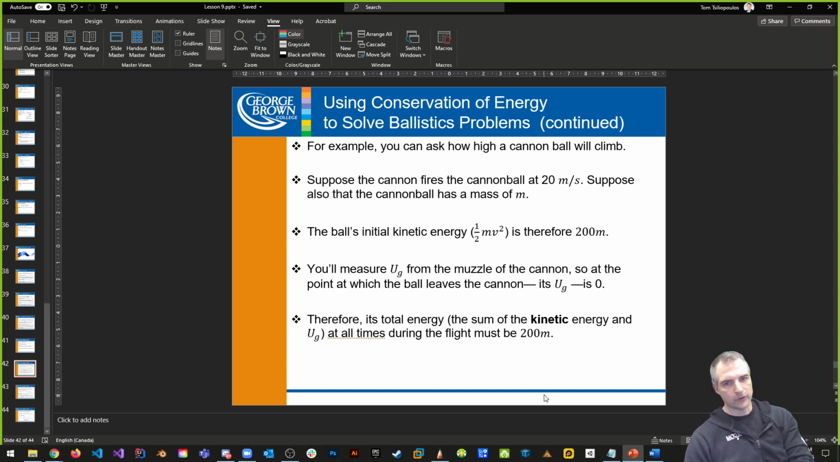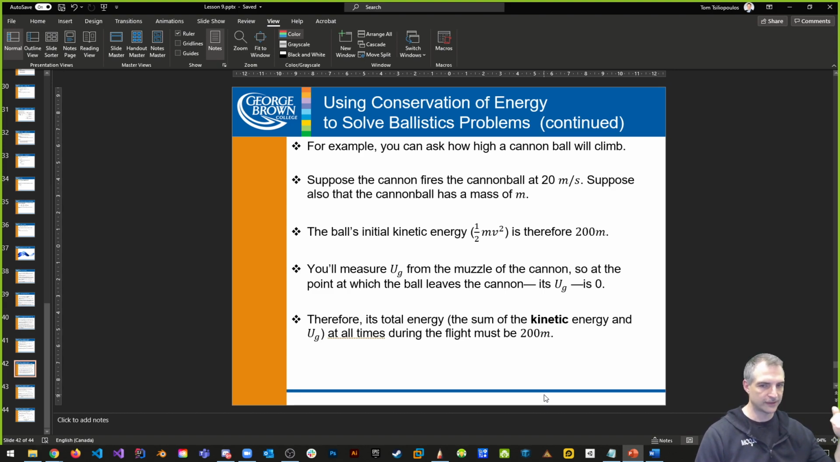So, for example, you can ask how high a cannonball will climb if I fire it straight up. If I fire the cannonball at 20 meters per second, suppose also the cannonball has a mass of m, whatever m is. Okay. The ball's initial kinetic energy is 1/2 mv squared and is therefore 200 m. Does that make sense? Because, remember, 1/2 mv squared, we put in the velocity, the initial velocity is 20 meters per second, we're firing it straight up. 20 times 20 is 400, 1/2 of 400 is 200 m, 200 times the mass, right? Again, you're going to measure the potential energy from the muzzle of the cannon, right?